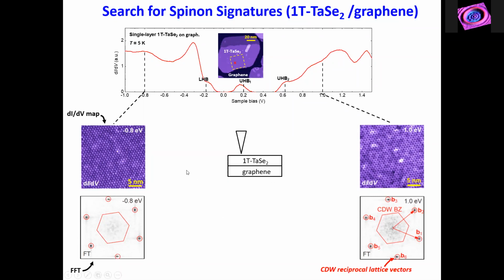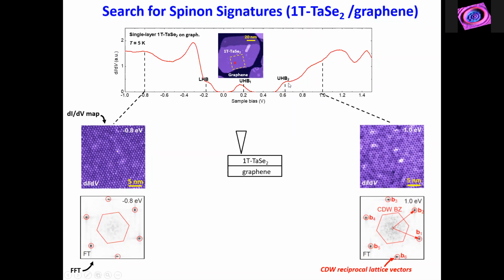And when we do these dI/dV maps at high energy, far away from the Hubbard band edges, deep into the filled states or deep into the empty states, this is what we see. What we see is the CDW, which we know is there. And when we do a Fourier transform of these maps, all we see is the CDW reciprocal lattice vectors. That's what these 6 peaks are in the Fourier transform. Over here, it's just the CDW triangular lattice reciprocal lattice vectors.